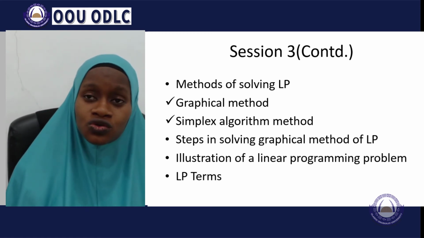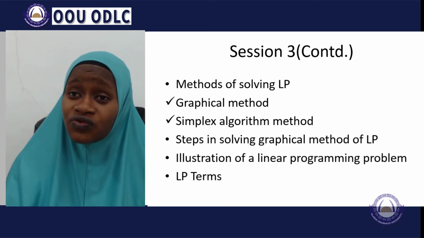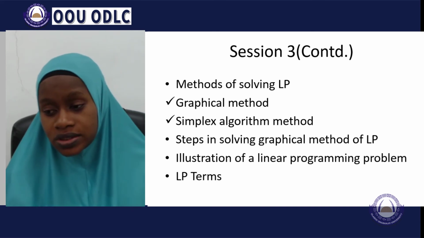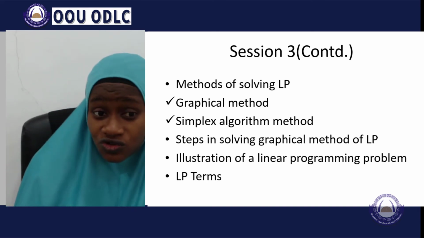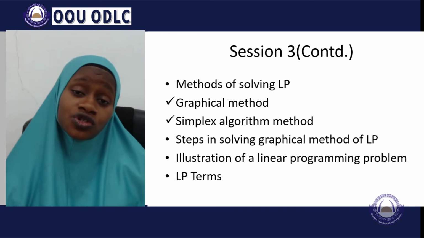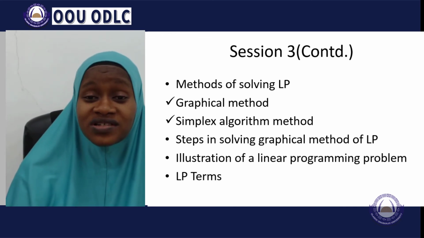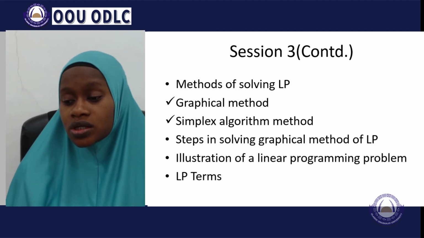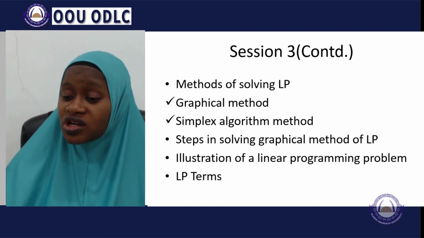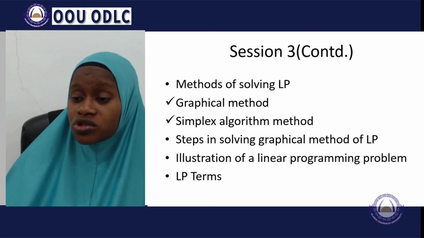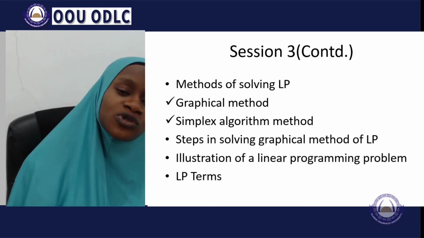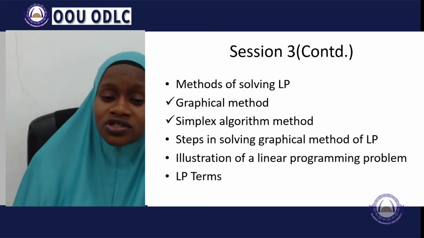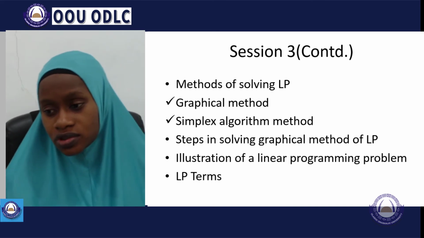The same thing for x2. When we substitute 0 for x2, we get our x1 to be 6. So that's for constraint 1. The same thing applies for constraint 2. We assume our x1 is 0, and we get our value for x2 to be 8. And when we assume x2 to be 0, we get the value of x1 to be 4. So we've arrived at the coordinates. We've identified the points on the graph. The next thing is for us to plot the graph.